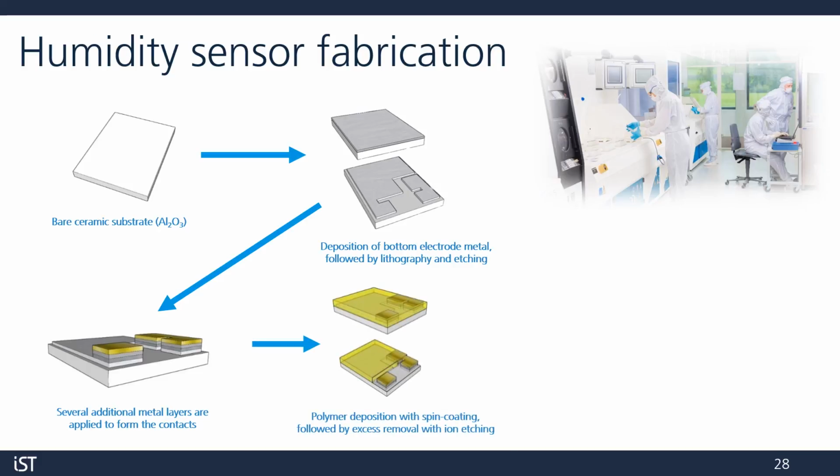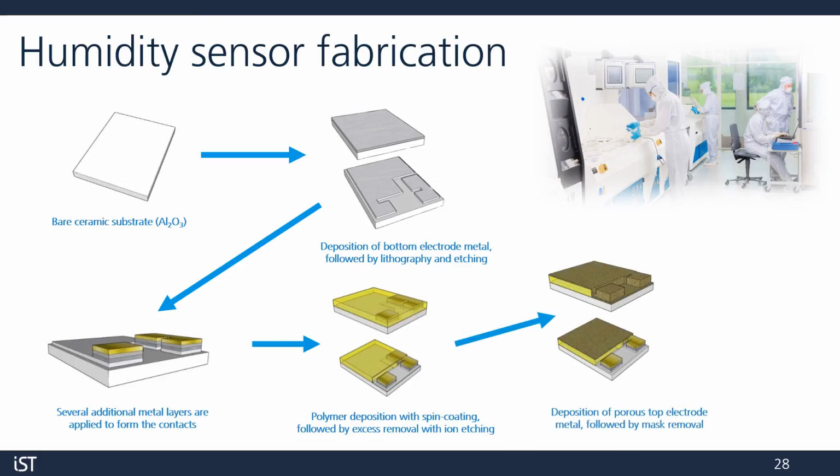Next, we deposit the polymer with spin coating. The excess is removed using ion etching. Then we deposit the porous top electrode through a mask using a process called evaporation. When we remove the mask, we're nearly finished. Finally, we attach our wires. In this case, the SIL is positioned, then soldered.